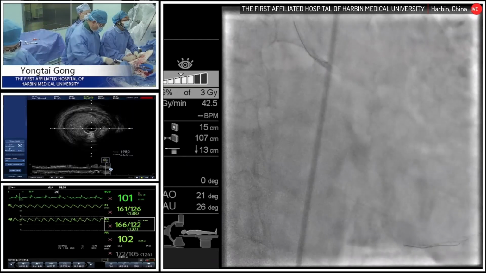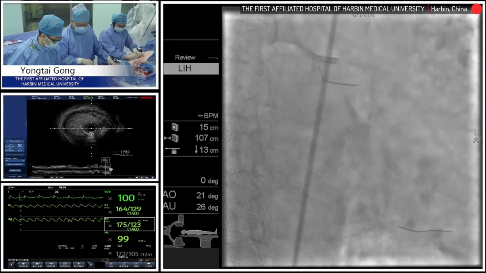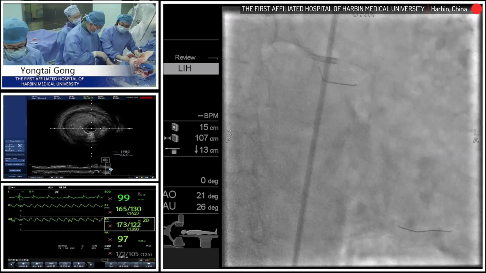So we can see that this patient has triple vessel disease. We performed PCI for the circ and RCA. There is a relatively long stenting segment in the RCA.